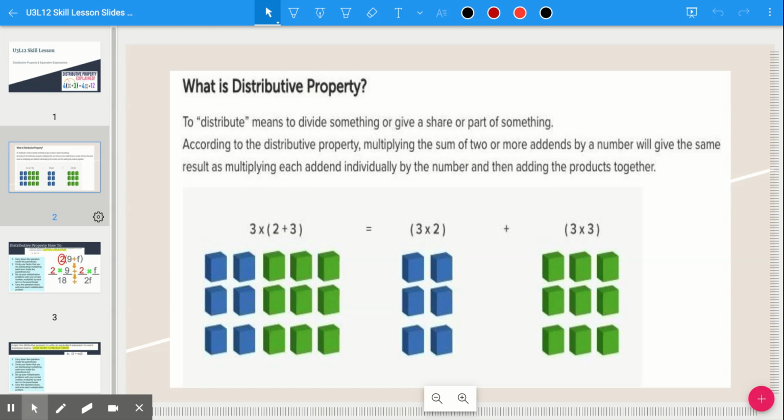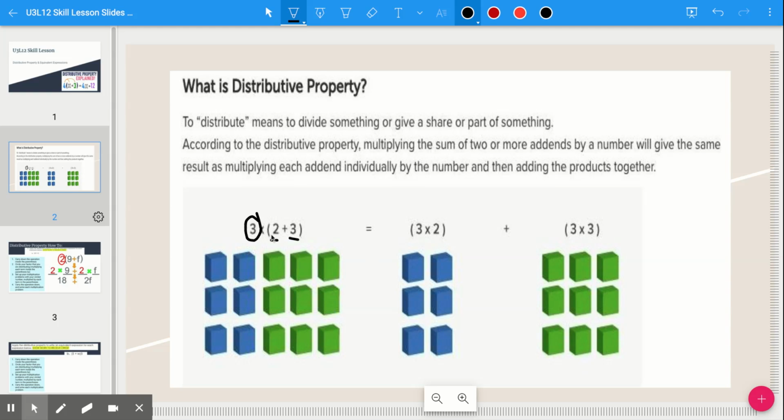Here's a visual, and the definition of it is to distribute means to divide something or give a share or a part of something. According to the distributive property, multiplying the sum of two or more addends, which are the numbers inside the parentheses, by a number will give the same results as multiplying each addend individually by the number and then adding the products together.